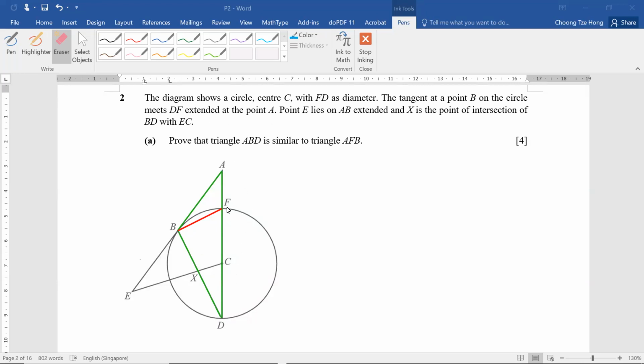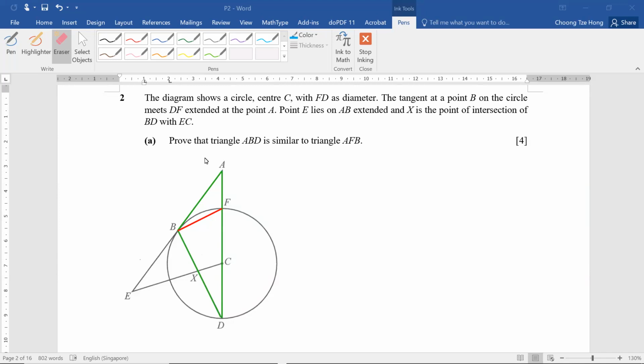DF is the diameter, remember, and when you extend it further, that means DFA is a straight line. It will meet the tangent at point A. Point E lies on AB extended, so ABE is also a straight line, a part of the tangent. ABE is the tangent, and X is the point of intersection of BD with EC.